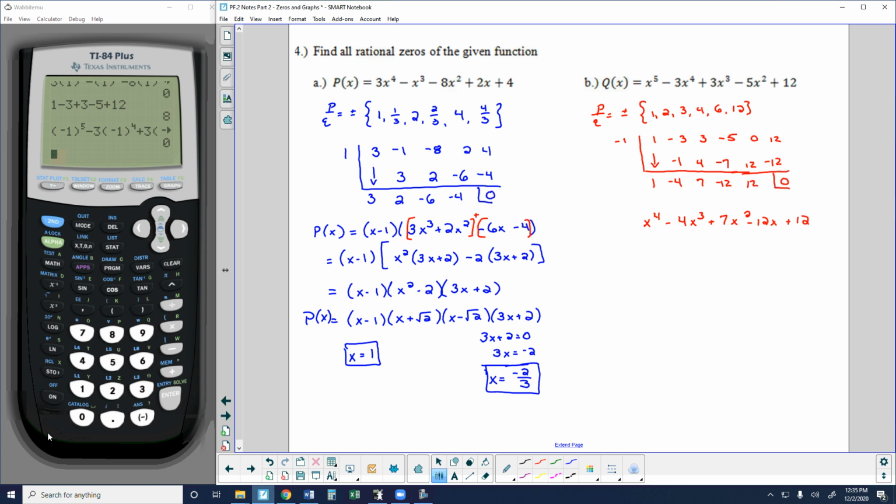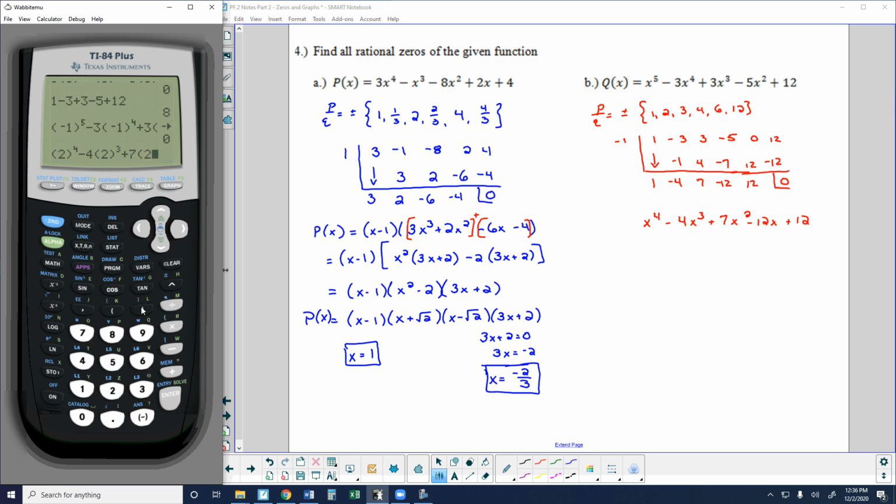So let me try maybe 2. Now I'm going to take what's left over here and see if 2 is a 0 for that number. So 2 to the 4th minus 4 times 2 to the 3rd plus 7 times 2 squared minus 12 times 2 plus 12.